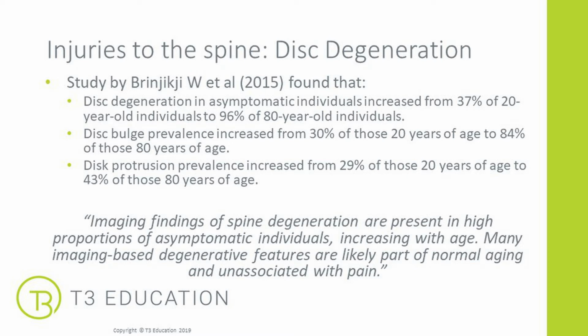This quote, which came from the study, is really interesting. Imaging findings of spine degeneration are present in high proportions of asymptomatic individuals, which means it's often found, and quite high, in people that don't have any symptoms of back pain whatsoever, and it does increase with age. Many imaging-based degenerative features are likely to be a part of normal aging and unassociated with pain, and I think that's really important when we educate our clients that have had an MRI or want to go and get an MRI for some back pain.